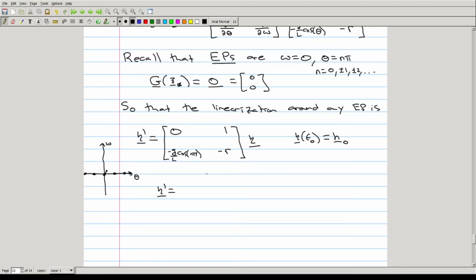So cosine of n pi is going to be negative 1 to the n. If n is odd, it'll be negative 1, and if n is even, it'll be positive 1.